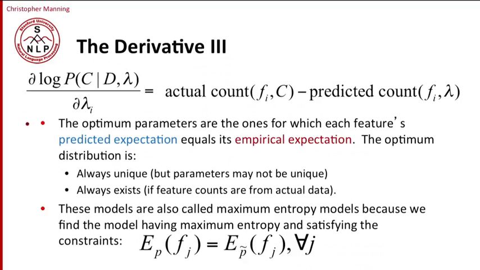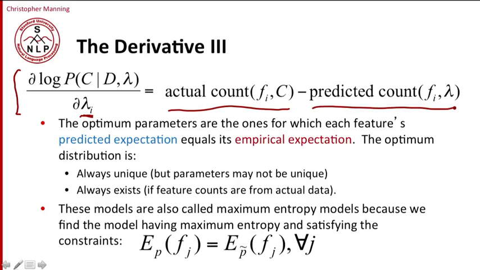So putting those two parts together, what we have is that the derivative of the log likelihood with respect to a particular parameter lambda i is simply the difference between the actual count of that feature minus the predicted count of that feature according to our current parameter weights. And well, how do we maximize a function? We maximize a function in the standard case at the point at which its derivative is 0. So we want this difference to be 0.